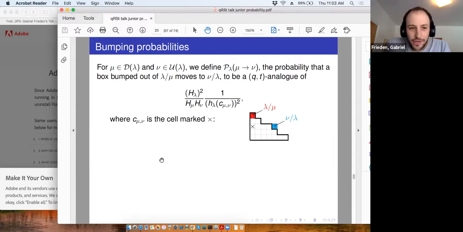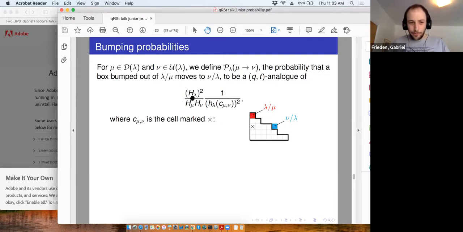But it turns out that what we want to do is define a qt analog of this quantity. This is the probability that if you bump something out of lambda, so if you had your tableau of shape lambda, and then you end up trying to bump something out of mu, what's the probability that it's going to land in that box? So it depends on lambda and mu and nu.